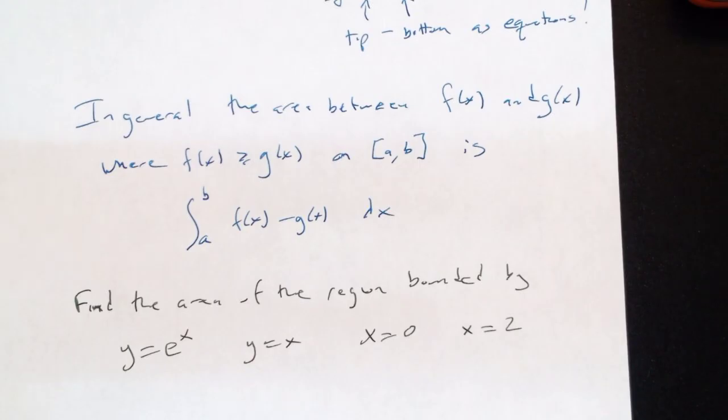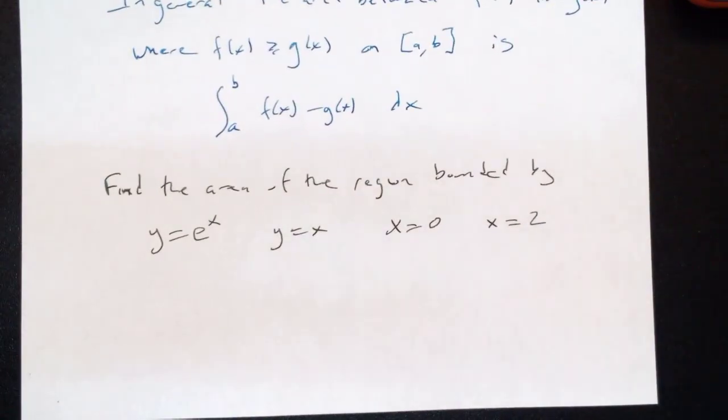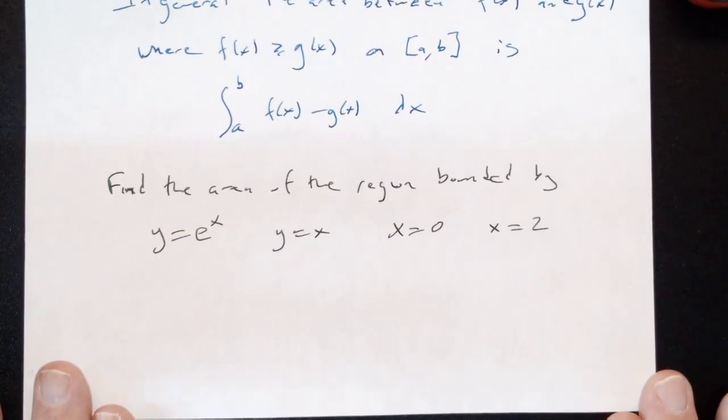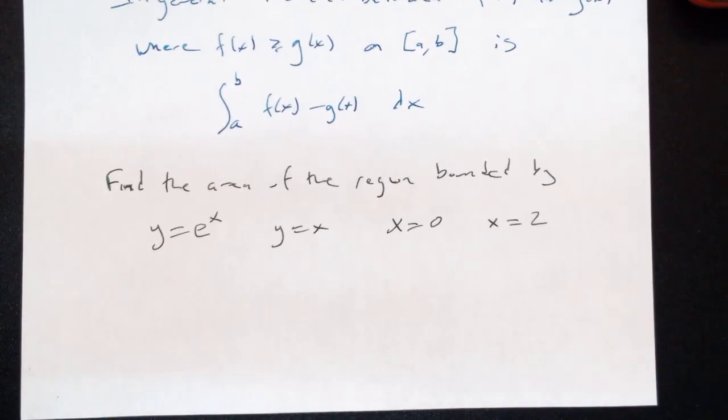Here's an explicit version. I want the area of the region bounded by y equals e to the x, y equals x, x equals 0, and x equals 2. Before we do a lick of calculation, a graph would be a lot of help. So I can tell you which one's on top and which one's on bottom in this section between 0 and 2. So draw me a picture.